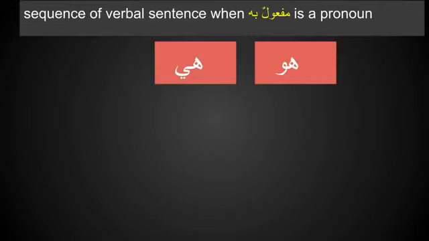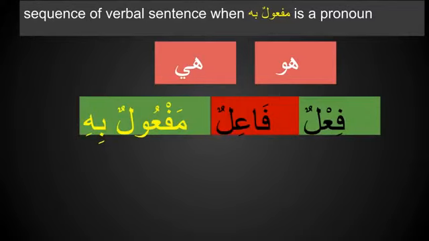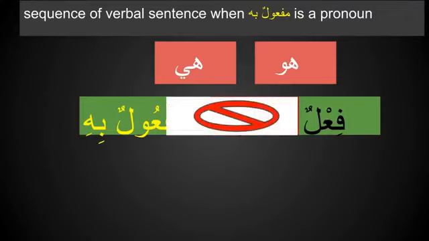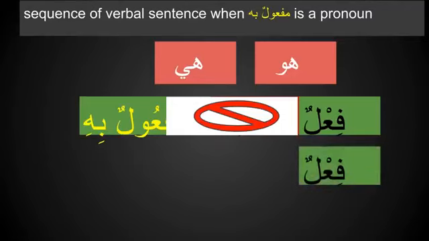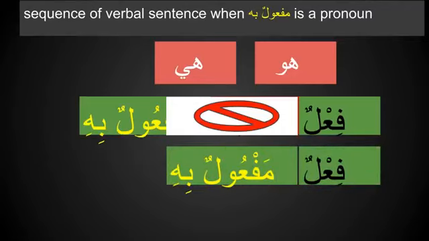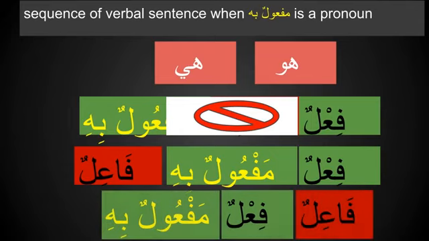What happens in this case when a maf'ulun bihi as a pronoun comes? Do we have this pattern, fa'al, fa'il and maf'ulun bihi? I say no, that's not the pattern. In these two forms we have fa'al, then the maf'ulun bihi attached to the fa'al, and then we have the fa'il. That's how the sequence will be, because the attached pronoun, damir muttasil, is always attached to a fa'al, not to the fa'il. So the sequence will be fa'al, maf'ulun bihi and fa'il, and the translation sequence again is fa'il, fa'al and maf'ulun bihi.